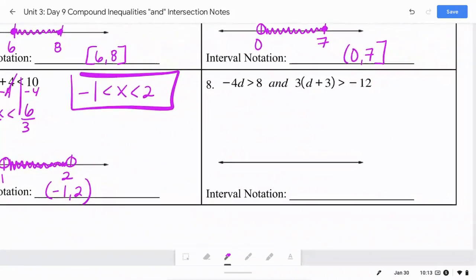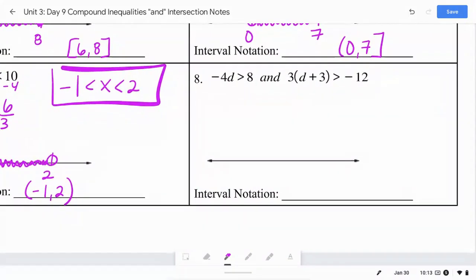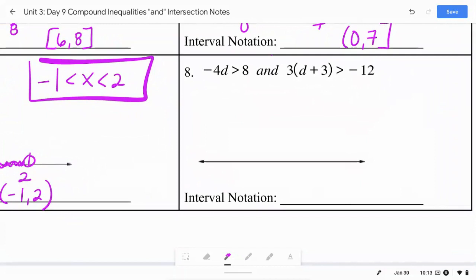The last example, example 8, notice that this "and" problem is written as two separate inequalities. So that's the other way of writing an "and" compound inequality. So again, we're going to just solve them separately if they're written as two separate inequalities. So for the first one, you're going to divide both sides by negative 4. And because we're dividing by a negative, we're going to have to remember to flip the sign here. So I get d is less than negative 2 as the first one.